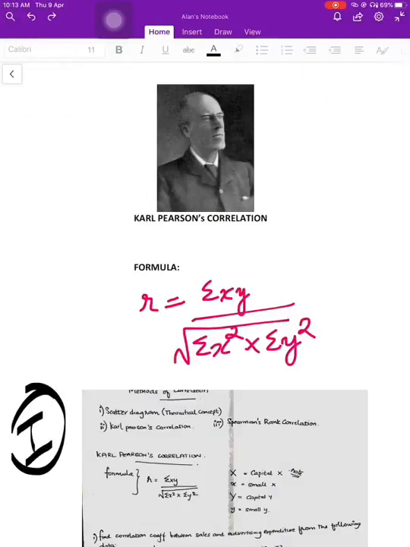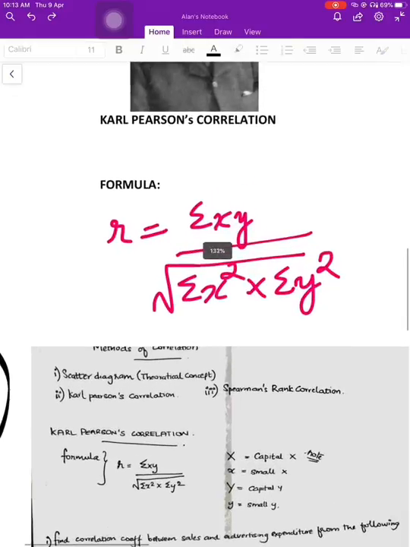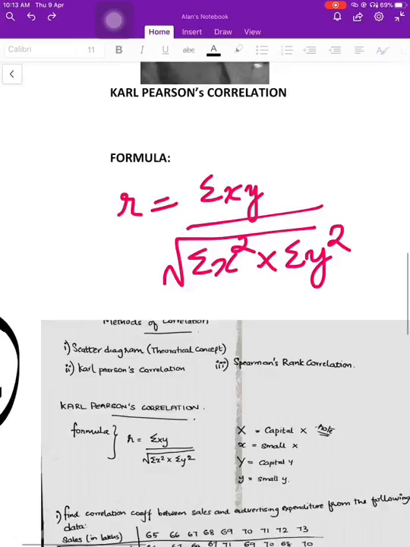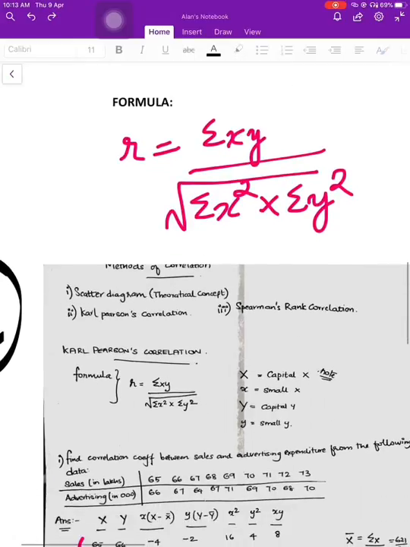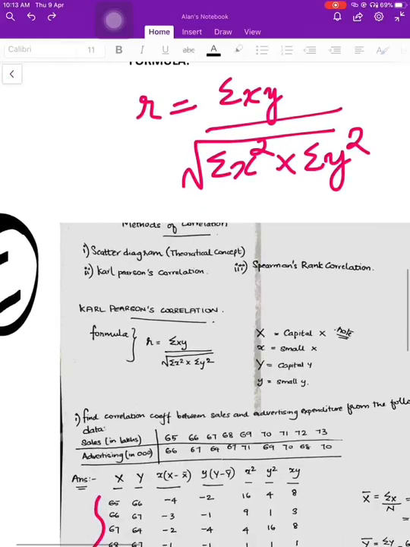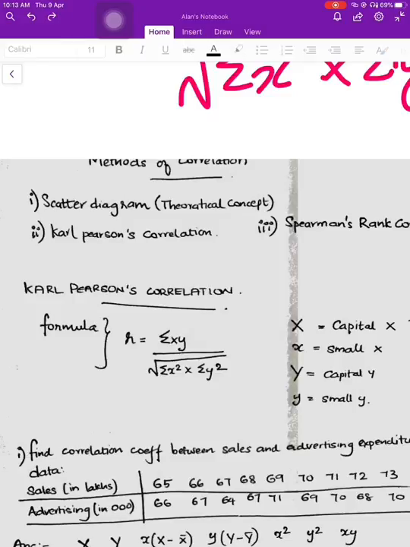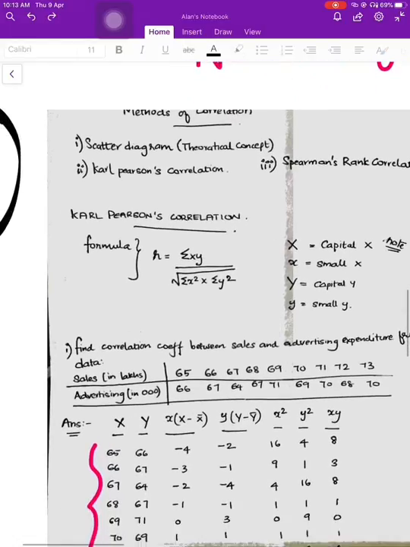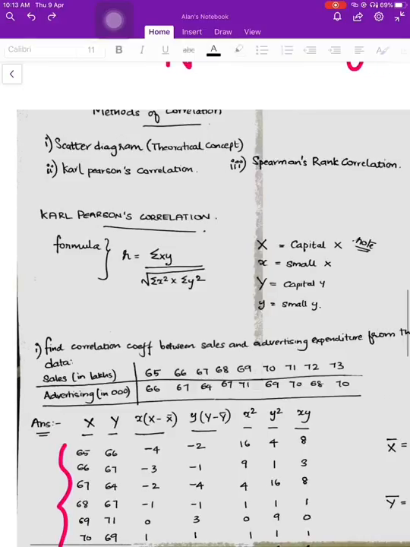Okay, let's see what is the formula for Karl Pearson's correlation. That is r is equal to sigma xy by root of sigma x squared into sigma y squared. Now, this is the formula that I wrote in the notebook for you to understand easily. So now let's go directly into a problem and see how we are implementing this formula in a problem and understanding the relationship between two variables.